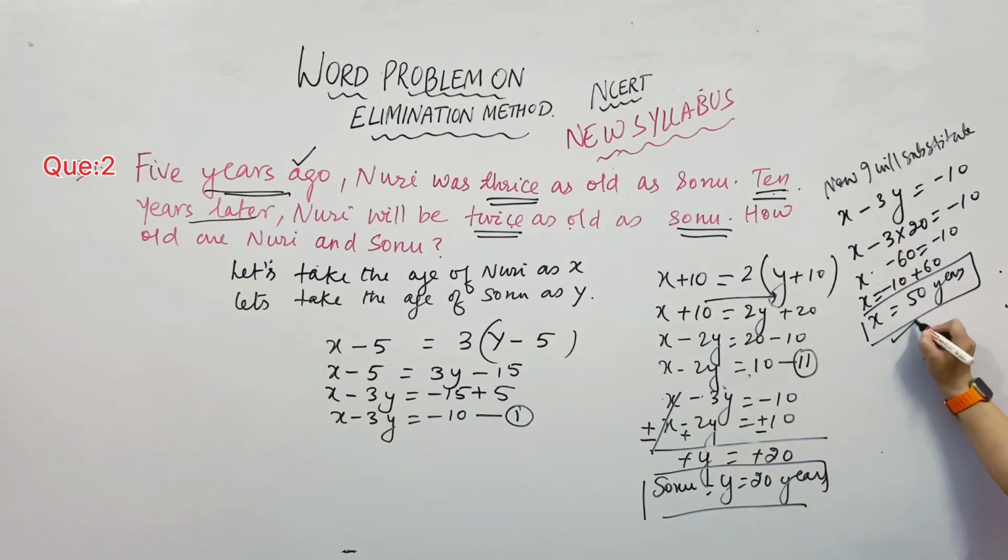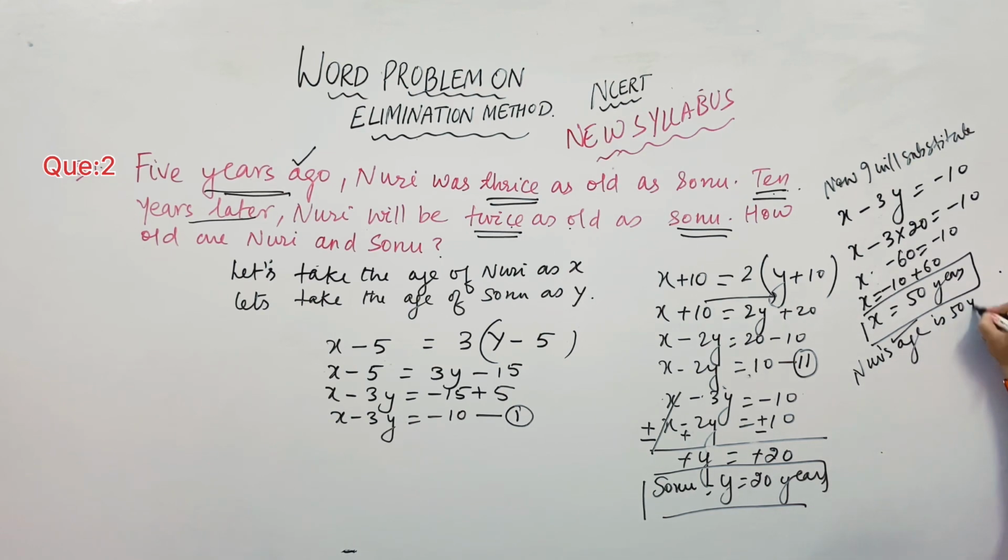x is 50 years. That means Noori's age is 50 years. Hope this question is clear to you.